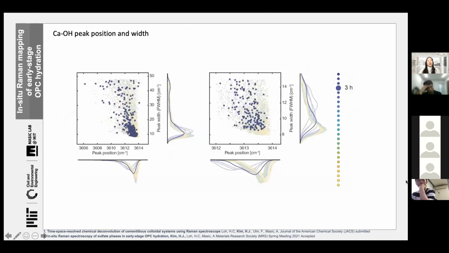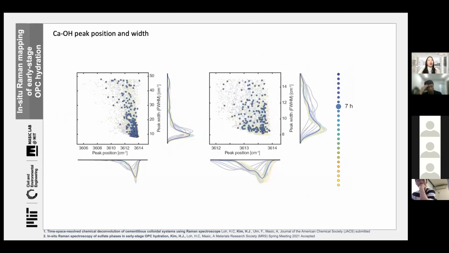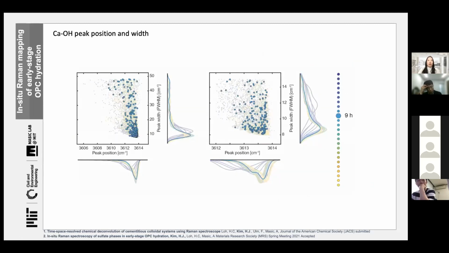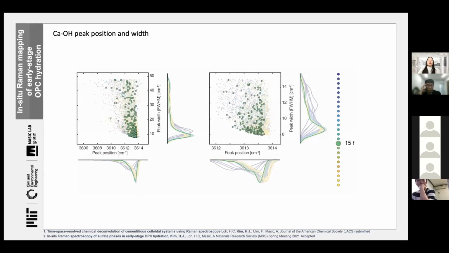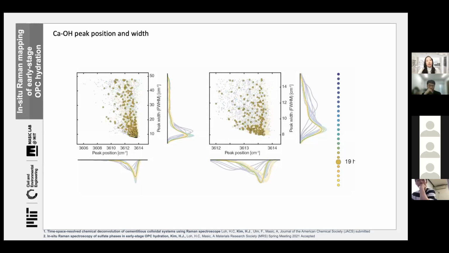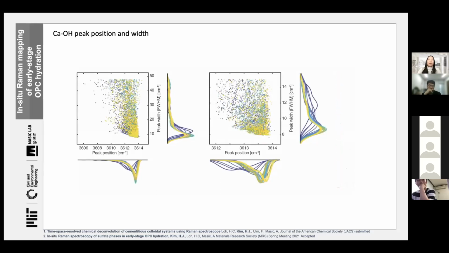So this is animated CaOH peak position and width. So we plotted peak position and peak width of CaOH, and we visualize how the peak properties change over time. From this analysis, we discovered a new phase, which is amorphous calcium hydroxide or disordered CH. And we found that this phase worked as a precursor of calcium hydroxide before the setting process occurs.